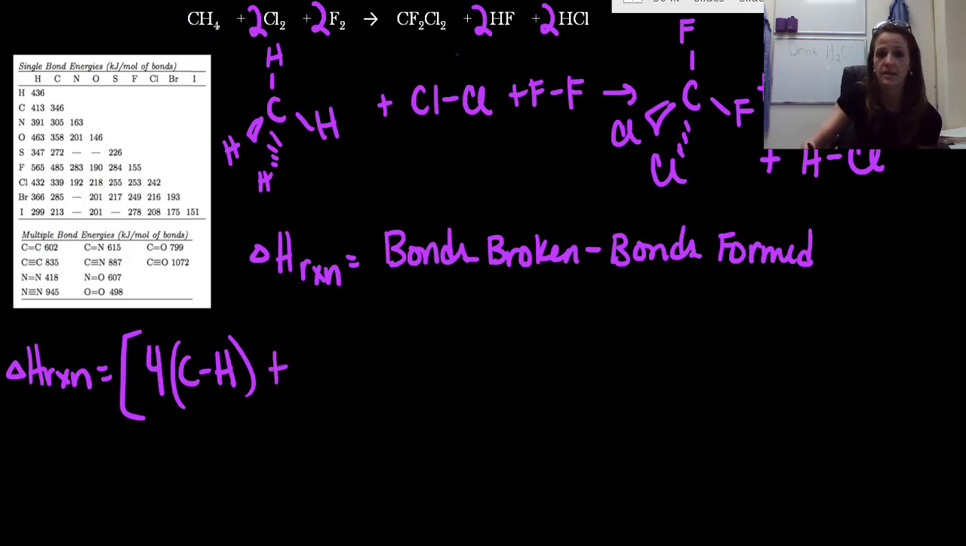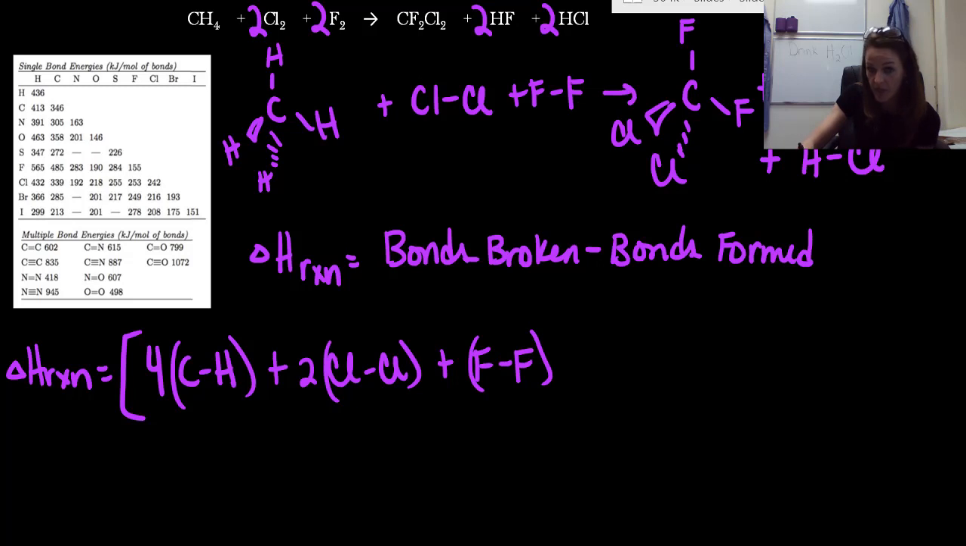The next thing that I see is there's 1 chlorine-chlorine bond per molecule, but we have 2 molecules total, so we have 2 chlorine-chlorine bonds that we have to break. Then I see a fluorine-fluorine single bond, so an FF single bond that we have to break. We only have 1 bond within the molecule, but there's 2 molecules total, so we have to do 2 times FF. Now these are all your bonds broken. So on the left side of the equation, those are your bonds broken.